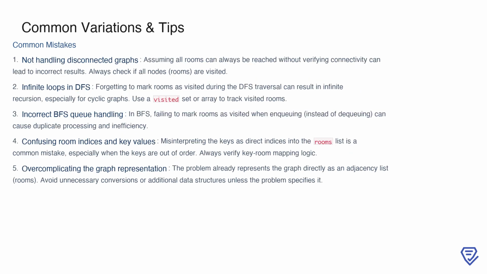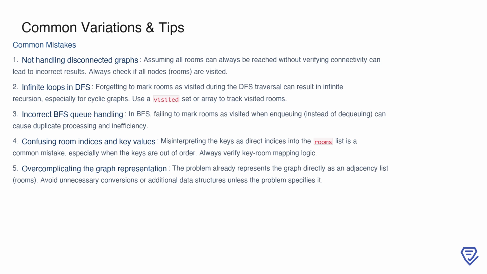computations. When tackling the keys and rooms problem, there are several common mistakes to watch out for. First, it's important to handle disconnected graphs properly. Many assume that all rooms are always reachable, but that's not guaranteed. You need to ensure all nodes, or rooms, are visited to confirm connectivity. Next, be careful with infinite loops in DFS. If you forget to mark rooms as visited during the traversal, you might end up with infinite recursion, especially in cyclic graphs. Using a visited set or array is a reliable way to track which rooms you've already explored.